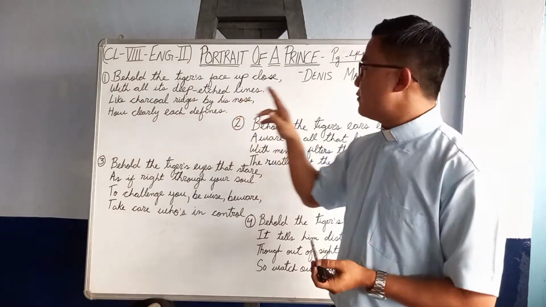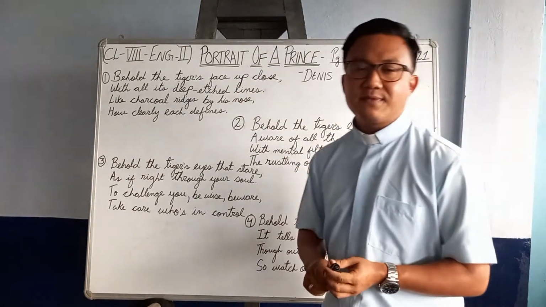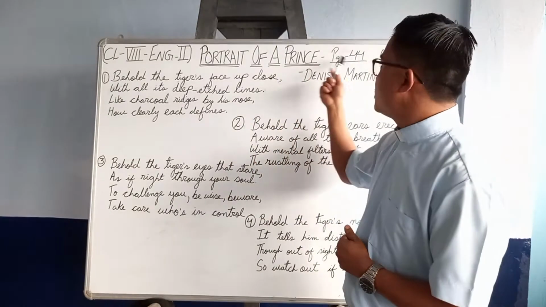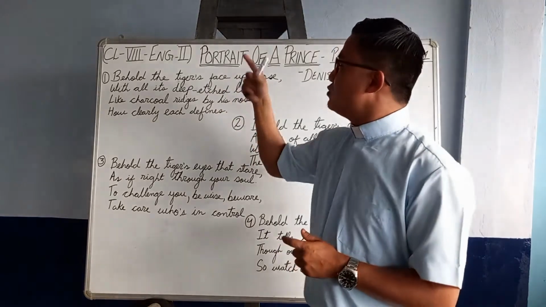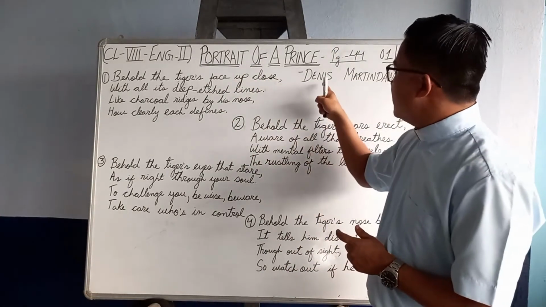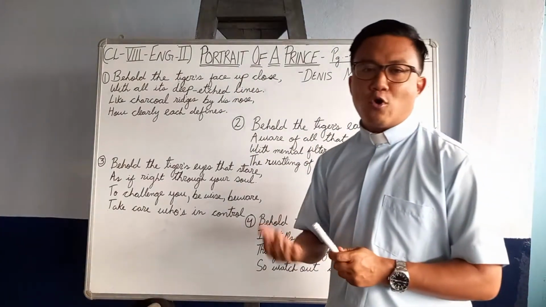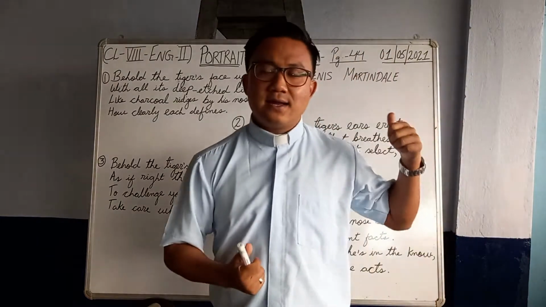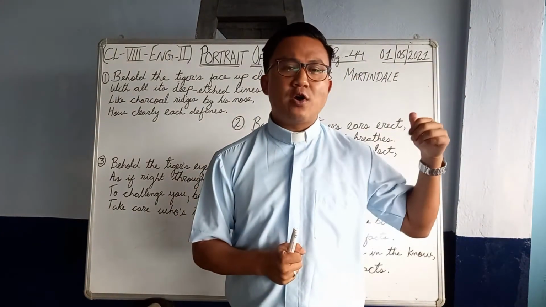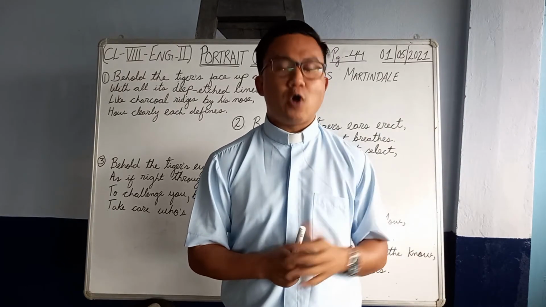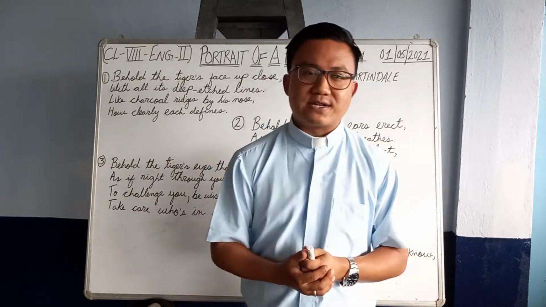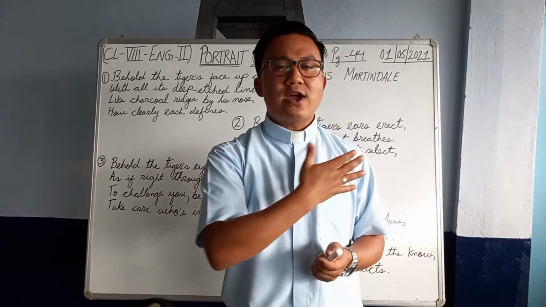Today we're going to take Portrait of a Prince. It's a poem written by Denis Martindale, which is on page 44 of your textbook. Before getting into the poem directly, a little bit about Denis Martindale, the poet. He is an English poet, born in the year 1963. He is a modern, contemporary poet, meaning he is the poet of our times.